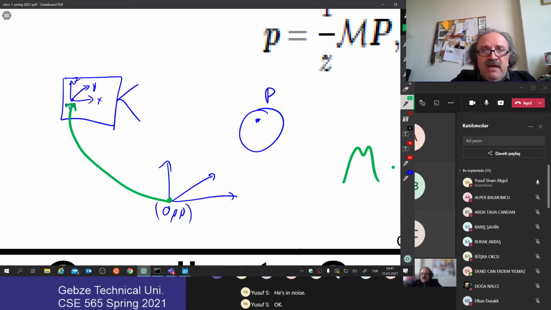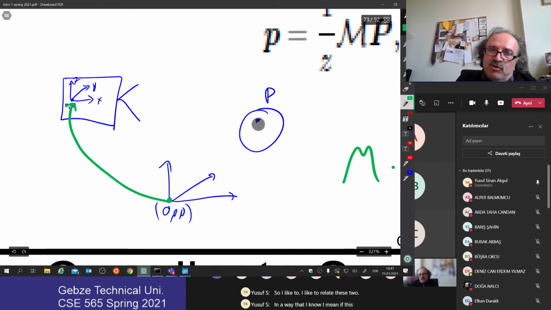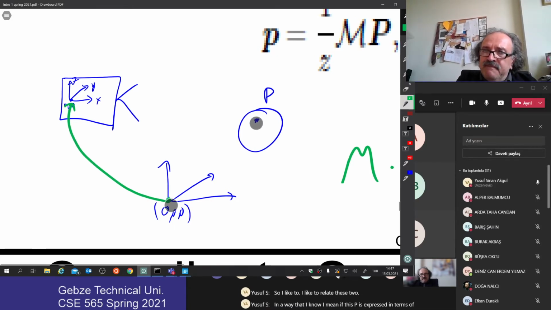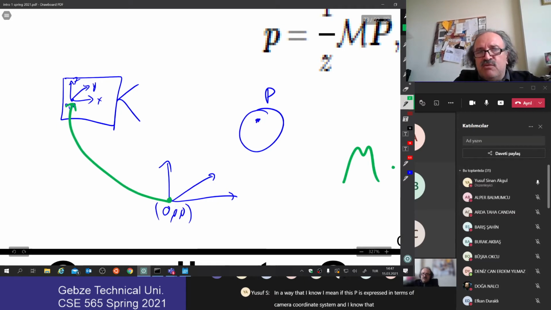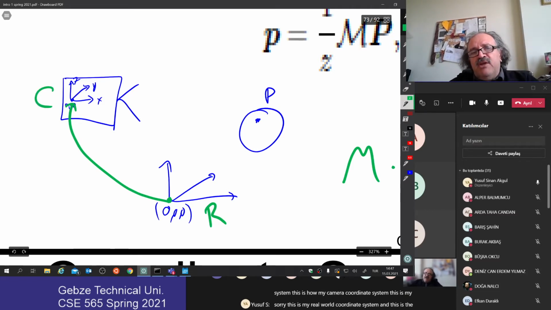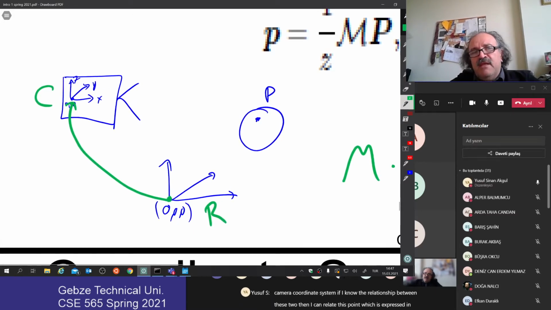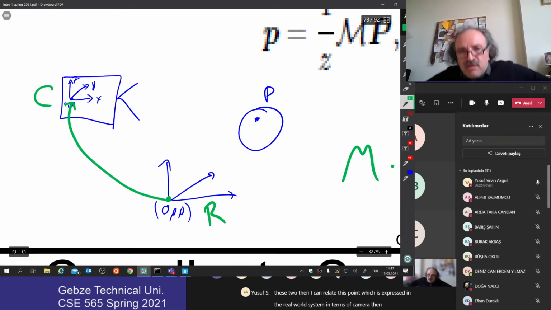So I'd like to relate these two in a way that I know. If this P is expressed in terms of the camera coordinate system, and I know the relationship between this coordinate system and this coordinate system, this is my camera coordinate system, and this is my real world coordinate system, then I can relate this point, which is expressed in the real world system, in terms of the camera. Then I would continue. That's what I'm going to do.